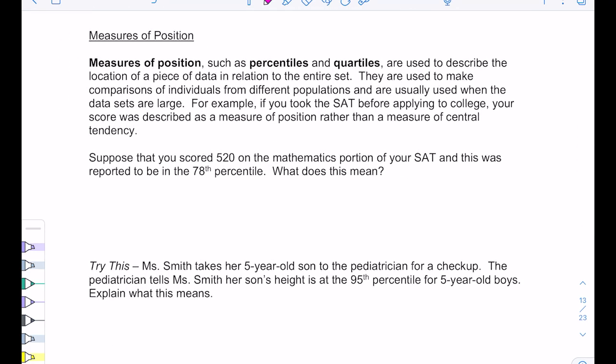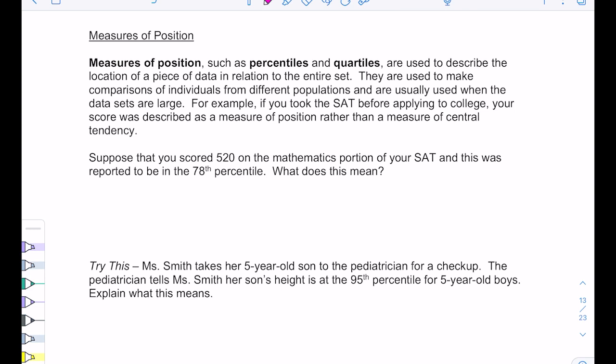So now we're going to look at measures of position. And two measures of position we're going to study are percentiles and quartiles. It literally means where that piece of data is located, what position is it in relation to the entire set. So if you've taken the SAT or the PSAT, more than likely your score was described as a measure of position, not as a measure of central tendency. They didn't tell you in the report what your average score was. They more than likely told you what percentile you were in.